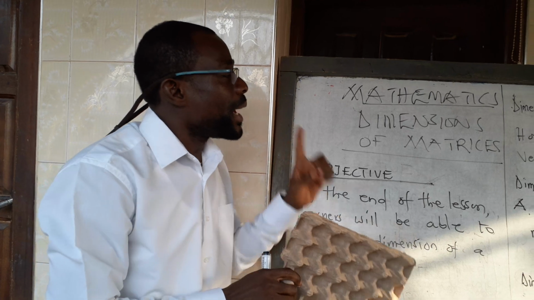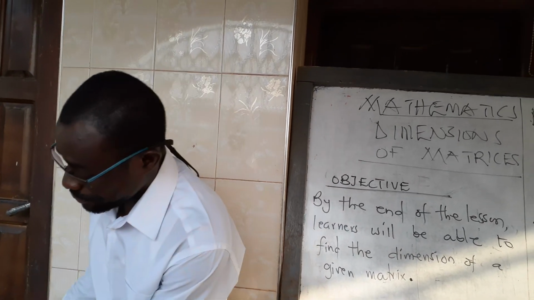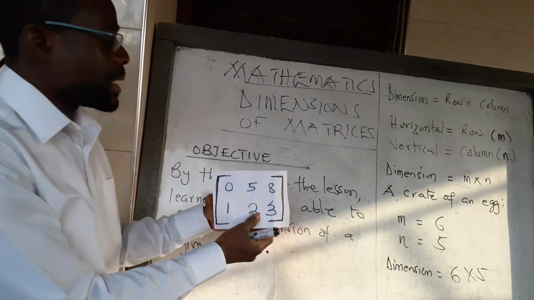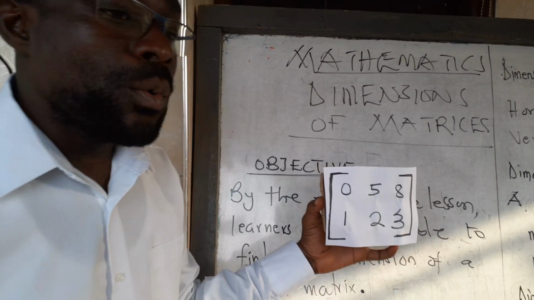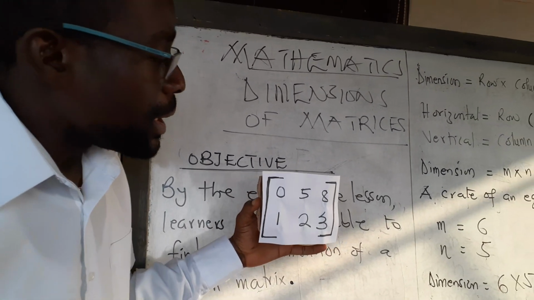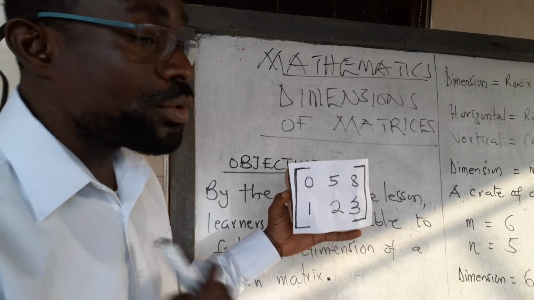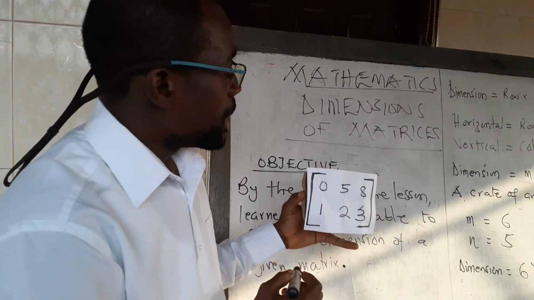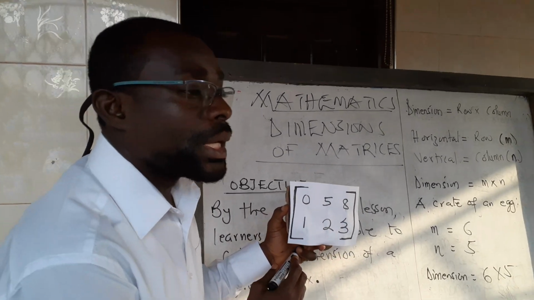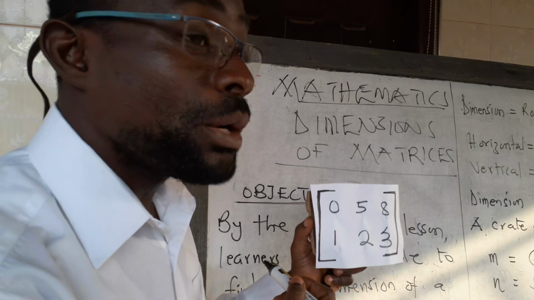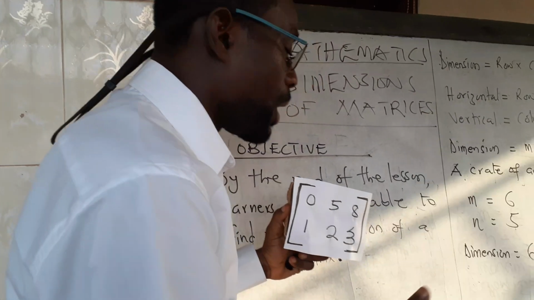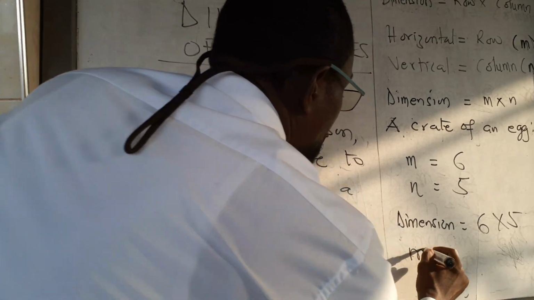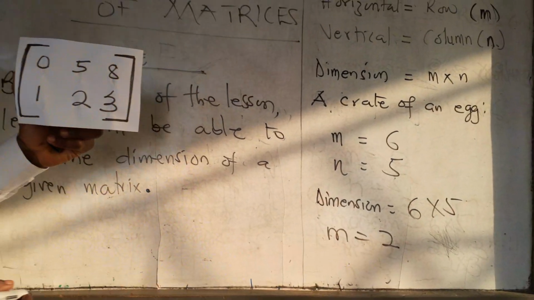Now let's take another example. Here's another example. Students, I want somebody to tell me the number of rows for this very matrix. Yes, Mabel, what is the number of rows? 2. Very good. Good job there. m is equal to 2.